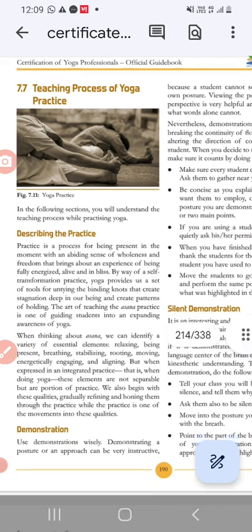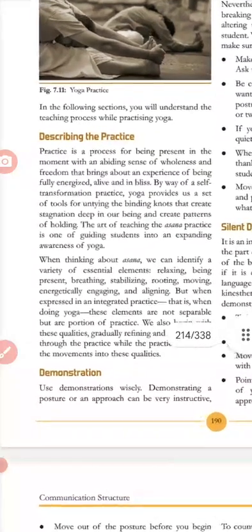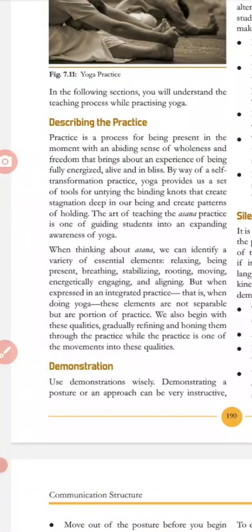So you will see this, describing the practice. First of all we have to describe the process, what we are going to do, right? The practice is a process for being present in the moment with an abiding sense of wholeness and freedom that brings about an experience of being fully energized, alive and in bliss. By way of self-transformation practice, yoga provides us a set of tools for untying the binding knots that create stagnation deep in our being and create patterns of holding.